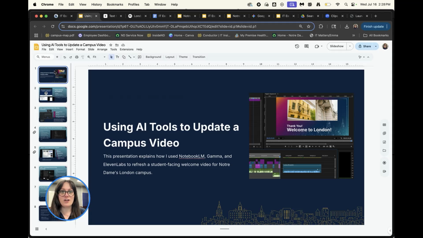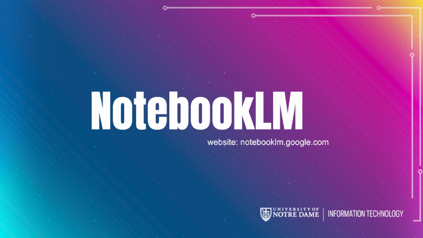So the first tool that I used was NotebookLM. Second tool that I used was Gemini. Third was Gamma AI. Their website is gamma.app, A-P-P. And the fourth one was a very cool text-to-speech AI voiceover generator tool called ElevenLabs.